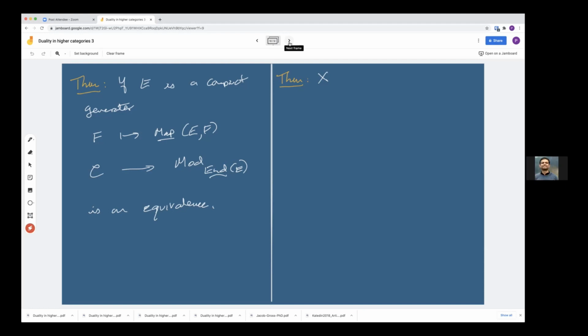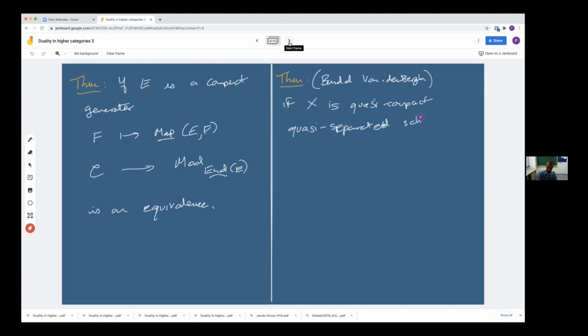Yeah. And so maybe I'll just stop with one last theorem, which maybe will tell you why the algebra way of thinking about things is quite powerful. This is due to Bondal-Van den Bergh. If X is a quasi-compact, quasi-separated scheme, then the derived category of quasi-coherent sheaves admits a compact generator.